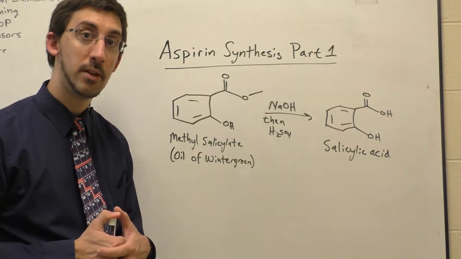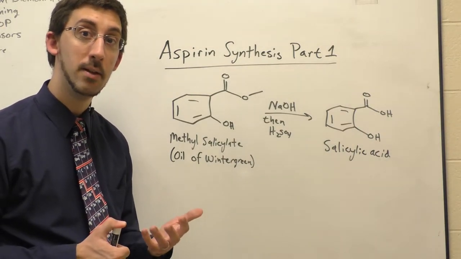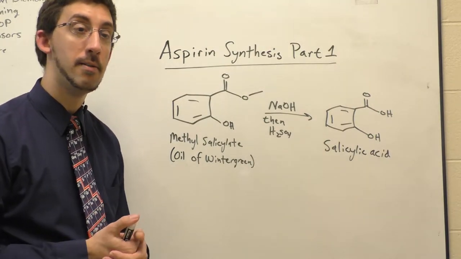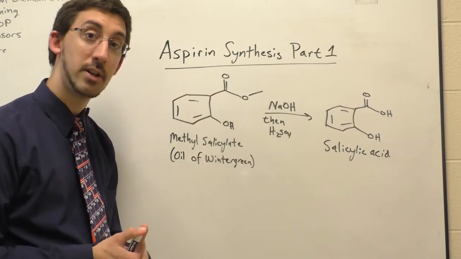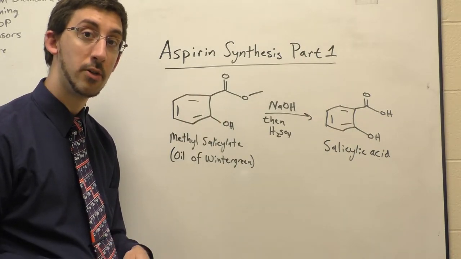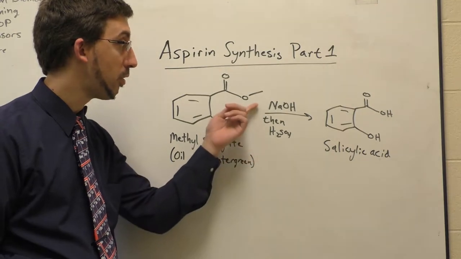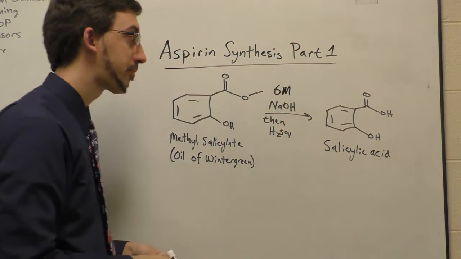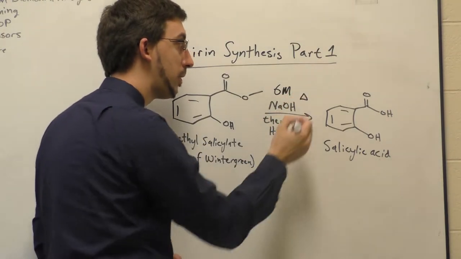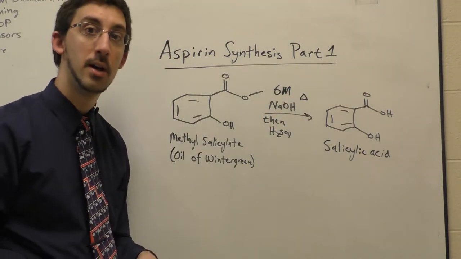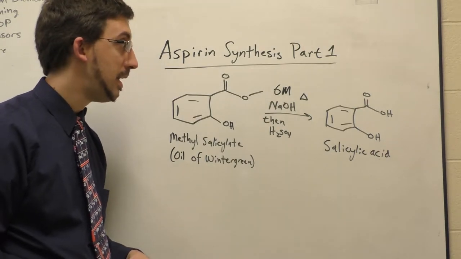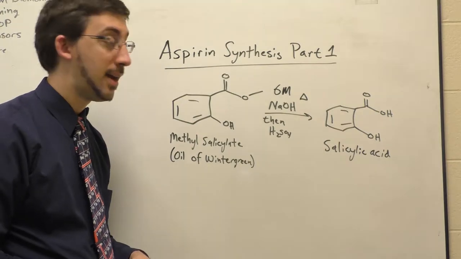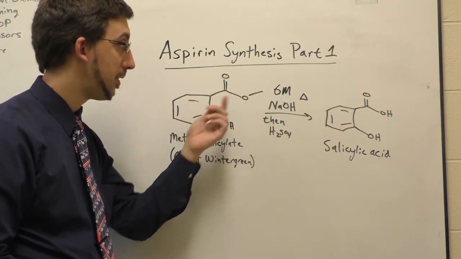The first step, which is the focus of this part one, is the hydrolysis or saponification of the ester of methyl salicylate. We'll do this under basic conditions using sodium hydroxide. In this case, it's 6 molar sodium hydroxide, and we're going to add heat. That delta symbol there sometimes refers to heat. We're going to heat this, actually kind of boil it, for about 15 minutes, and this will affect the hydrolysis.